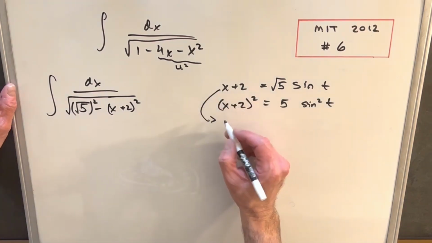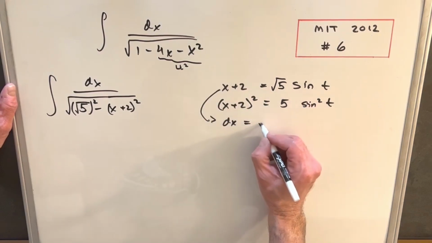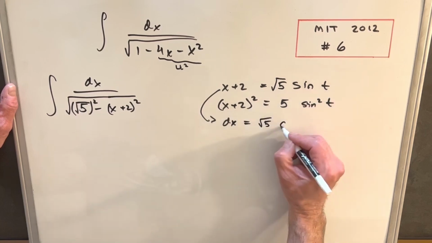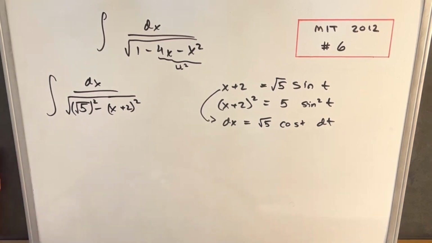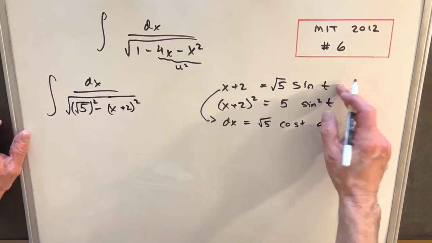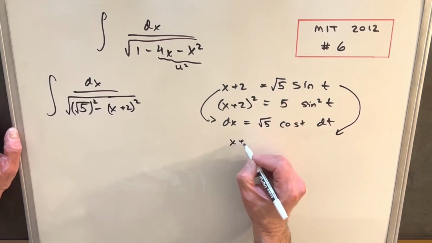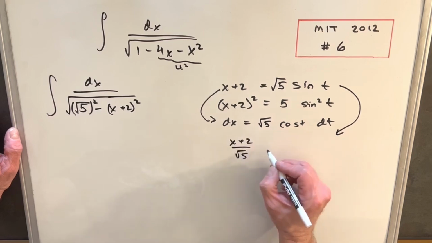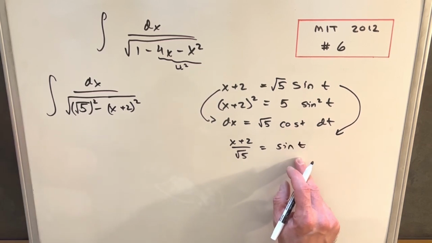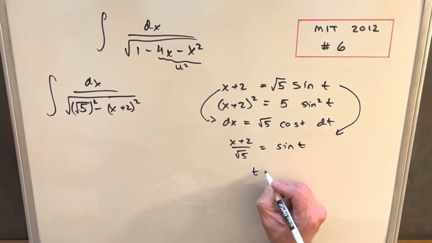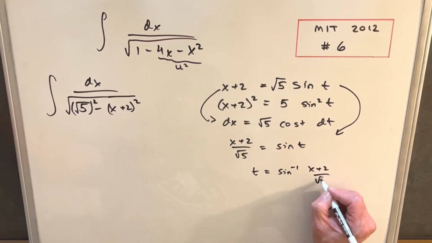Next, let's find our dx. So I'll take a derivative here. The derivative of x plus 2 is just going to be dx. The derivative on the right is going to be square root of 5 times the derivative of sine t, which is cosine t dt. Then one thing I like to do before I substitute is solve for t. If I divide by square root of 5 on both sides, we have x plus 2 over square root of 5 equals sine of t. Then I'll take the inverse sine on both sides, and we're going to have t is arc sine, or inverse sine, of x plus 2 over square root of 5.